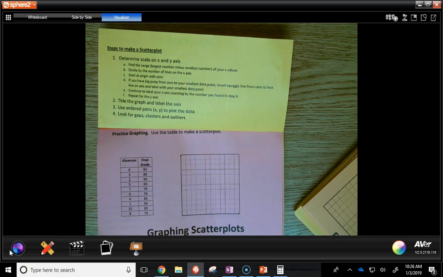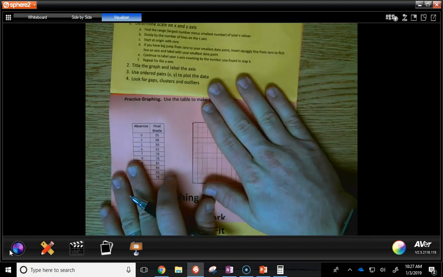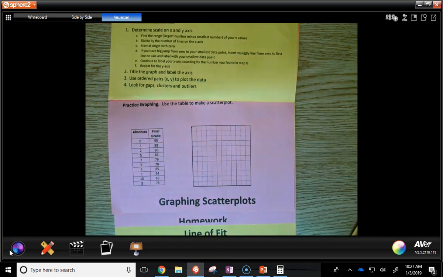If I look at our graph, we have 12 spaces to do something. And so I'm going to look at my data and I have to find the range. I take the largest number, subtract it by the smallest one. That gives me my range. I then divide it by how many lines I have for my x-axis. And we start at the origin, and then we start making it. So we're going to do this on number 1. I'm going to show you how we do the first one. If we look at the practice graphing, step 1, determine our scale.